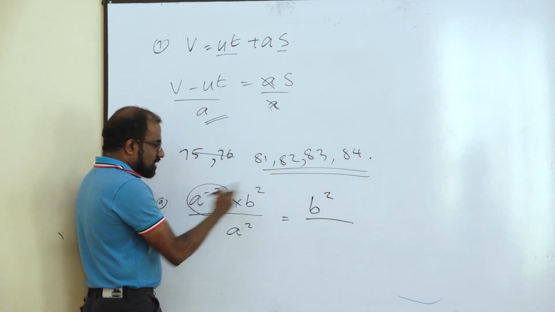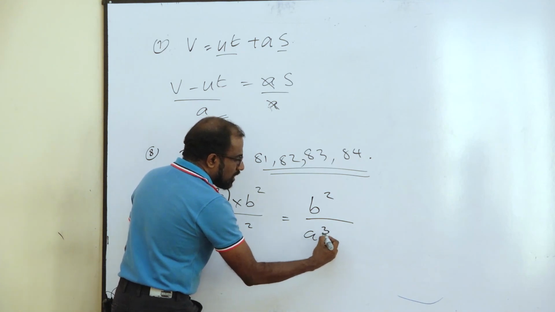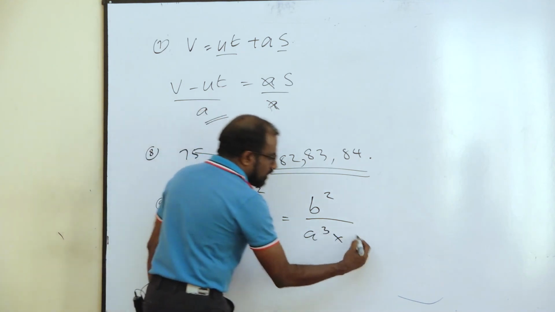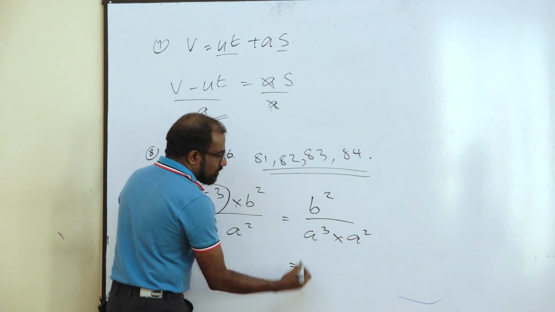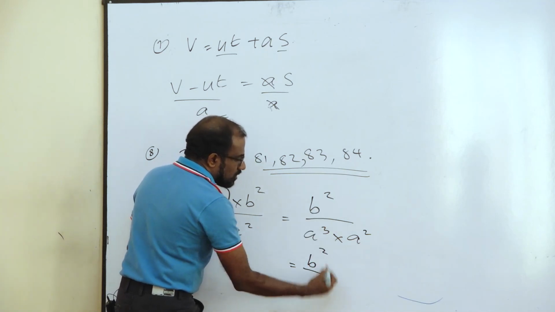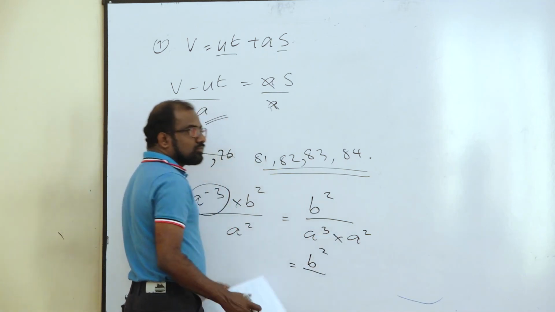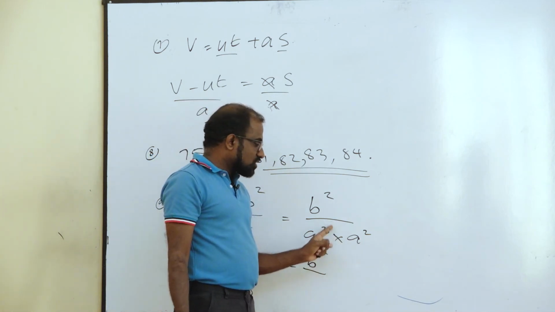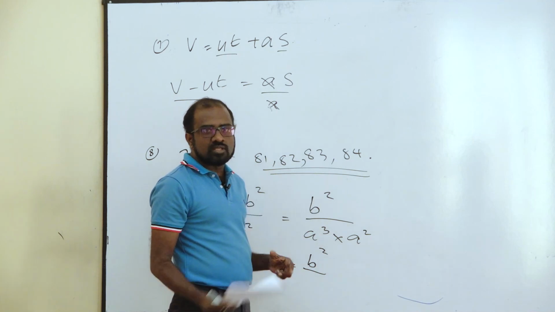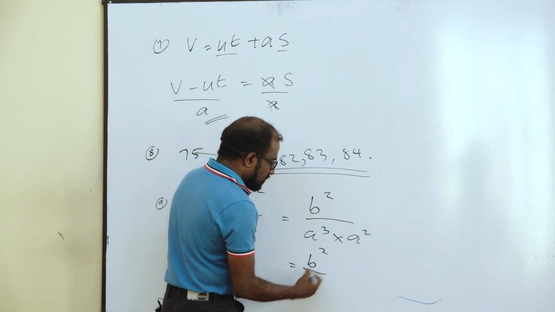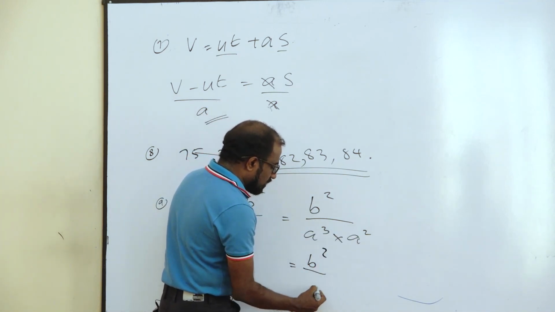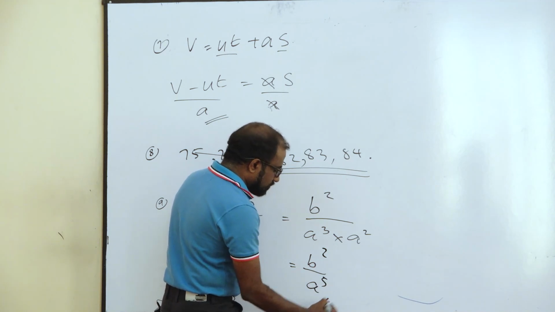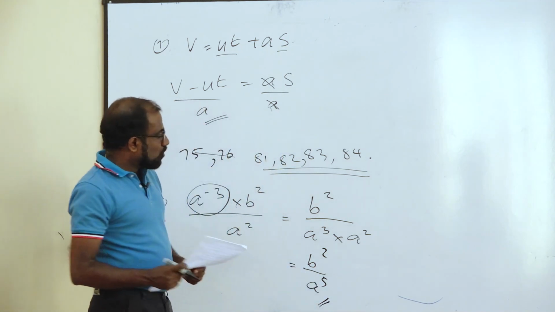A to the power minus 3 comes down as A to the power plus 3 into A to the power 2. That's it. What is this? A to the power 3 into A to the power 2. When powers of same base are multiplied, the indices should be added. The first rule of indices. So 3 plus 2, 5. B to the power 2 over A to the power 5.